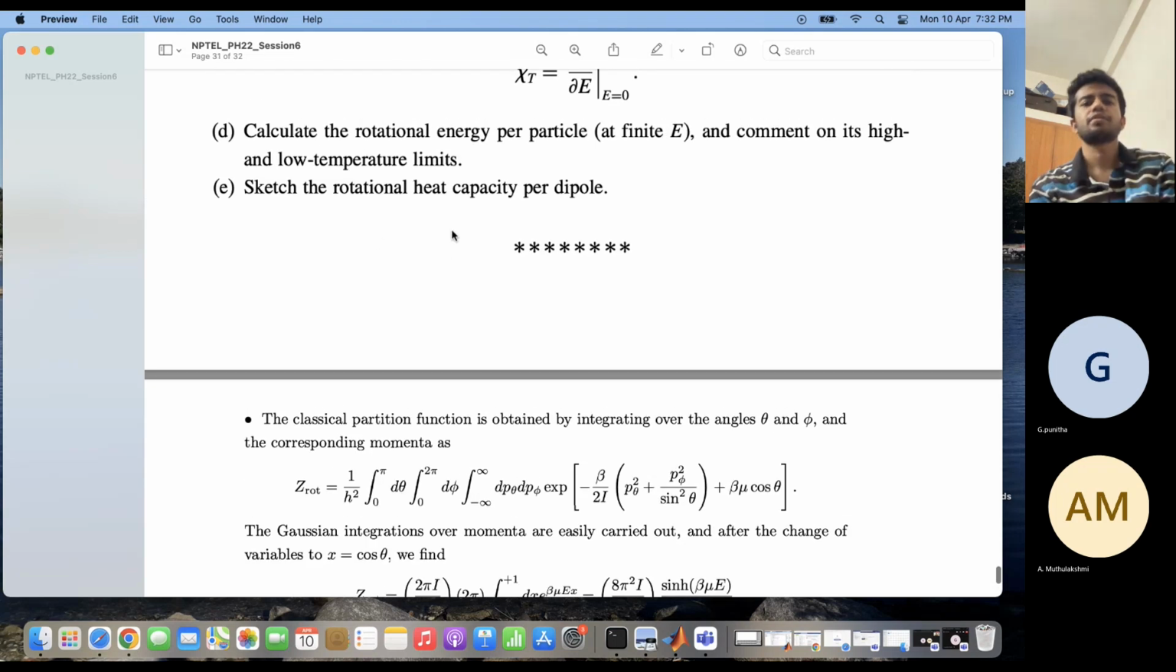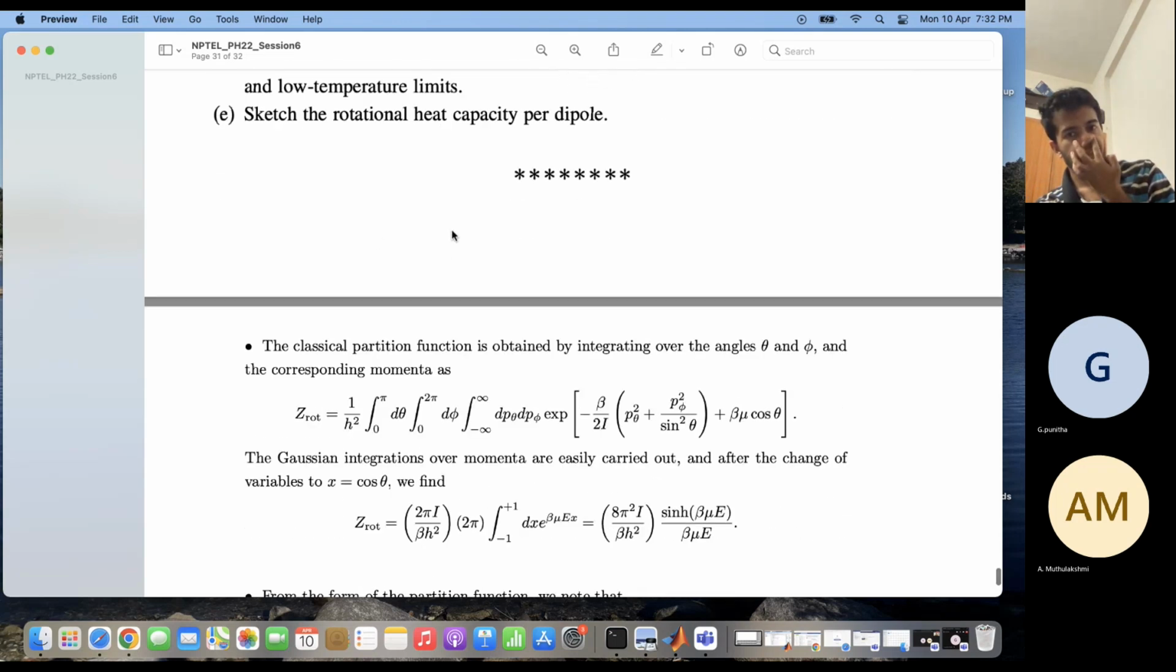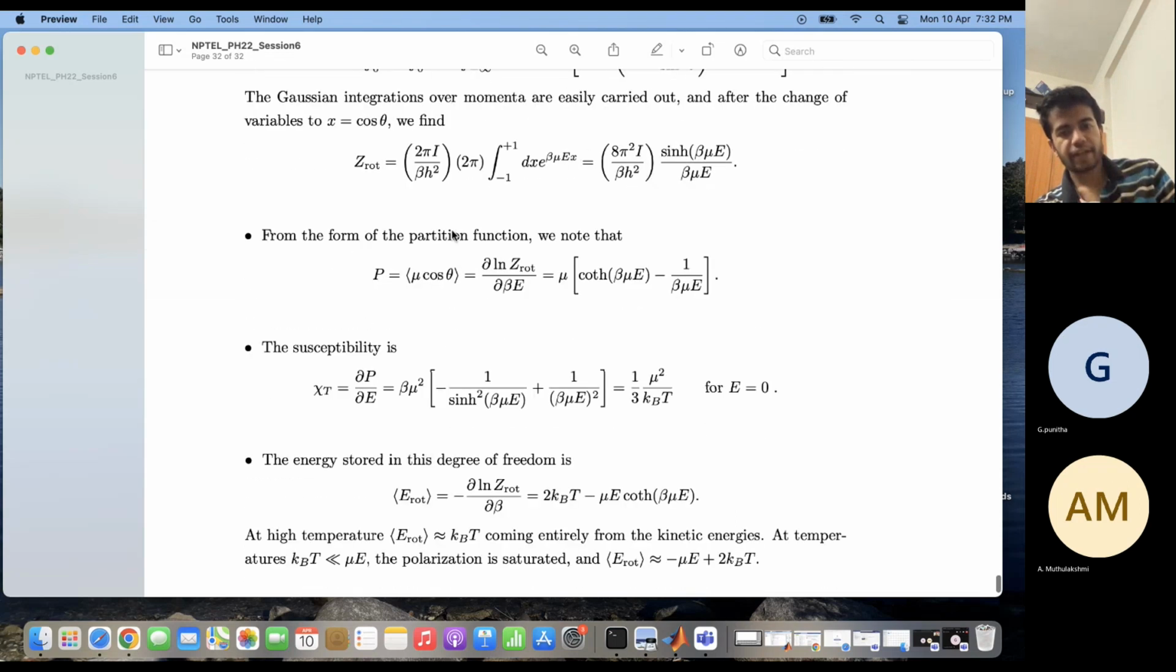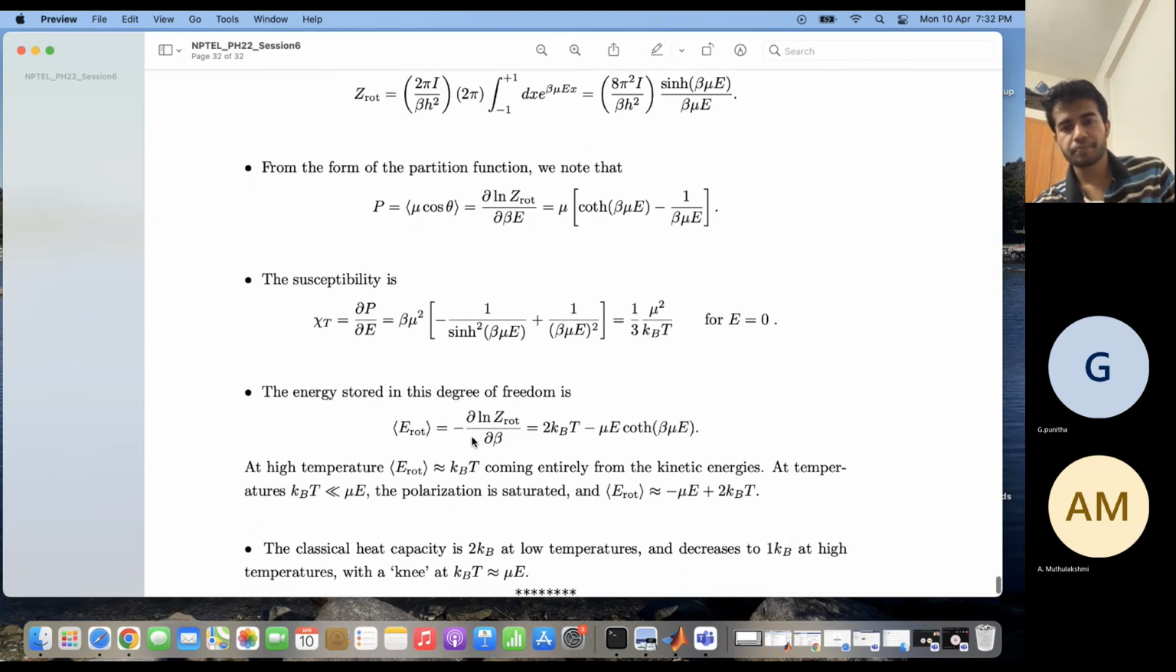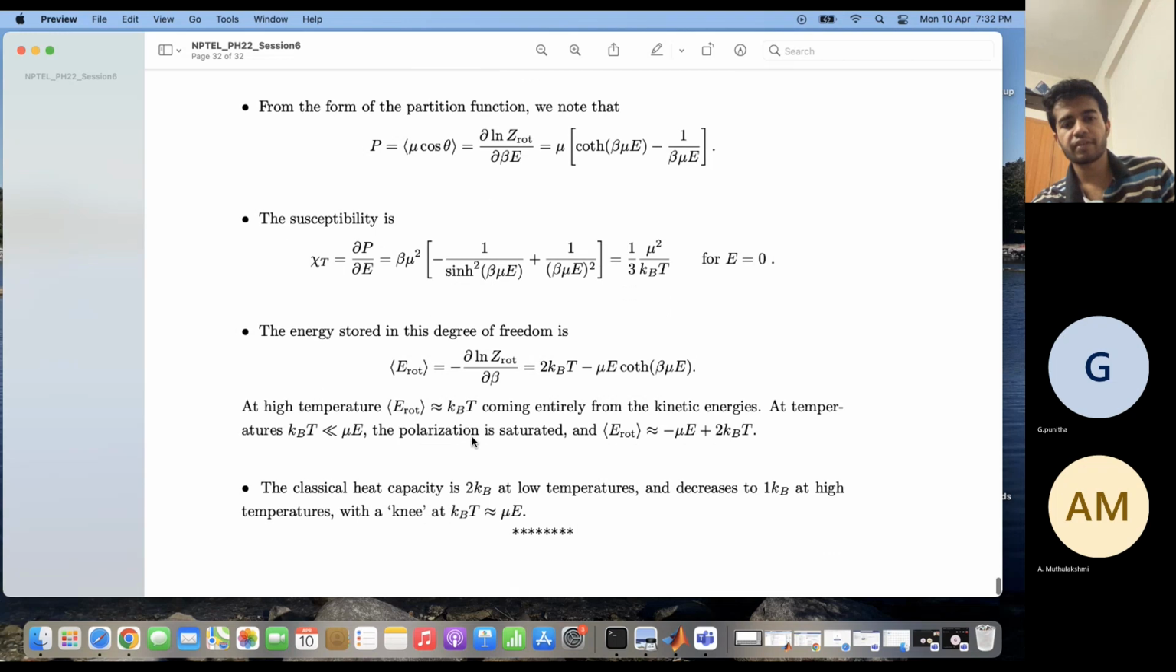And how does the rotational heat capacity of the dipole look? If I take del T of this expression, I get the rotational heat capacity of the dipole. At low temperatures, this is equal to basically 2 kB. And at high temperature, it decreases to 1 kB and it saturates. And there is a peak at kBT equal to mu e. So basically it first increases and then decreases to kB at high temperatures from 2 kB at low temperatures.